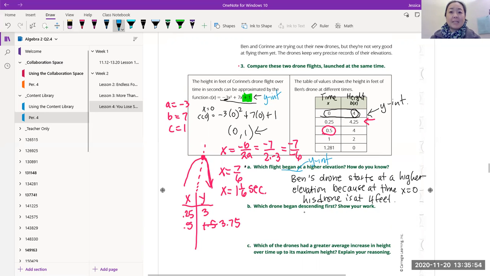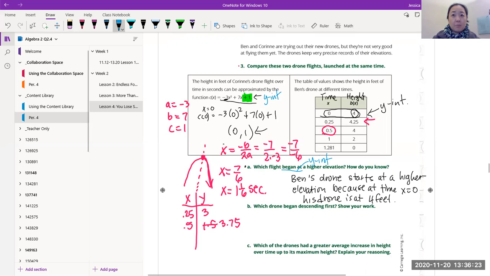Which drone began descending first? So if you look right here, it's gonna do something like this. It starts up, it goes up, and it goes down, right? And so the question is, where's that tipping point? Do you remember this line? That is the axis of symmetry. So if you can find the axis of symmetry, we can figure out the time right when it starts to drop, okay? Because remember, that's going to be at the highest point, and anything after that, it's going to start dropping. So, and we found that by using the AOS.